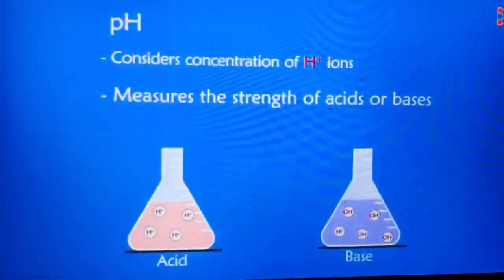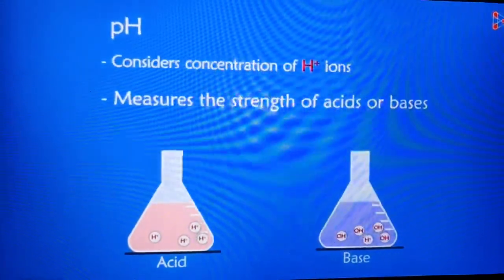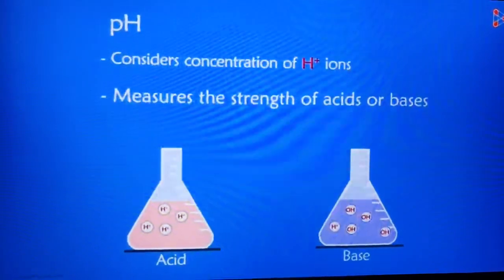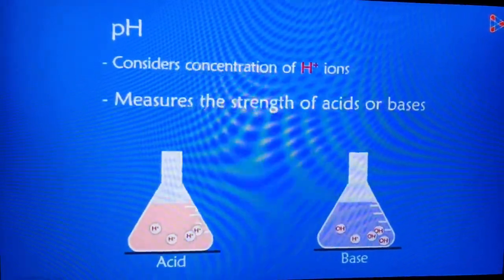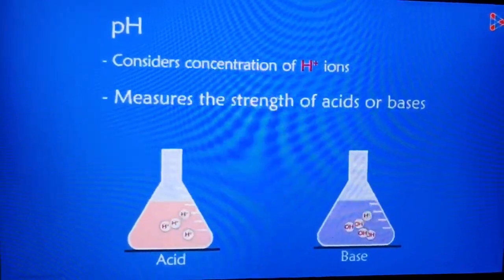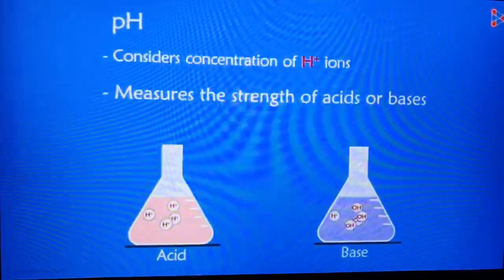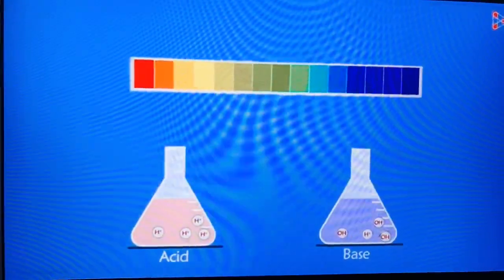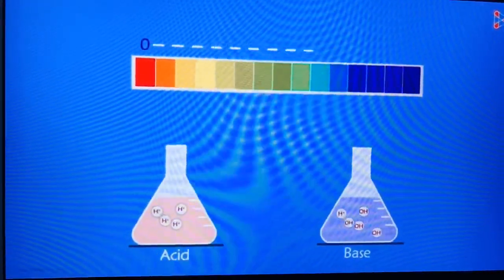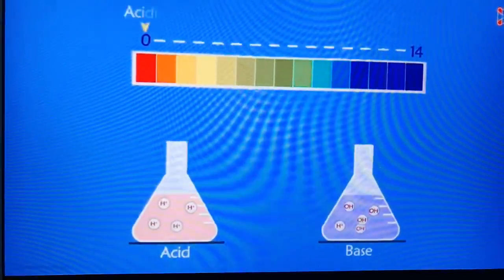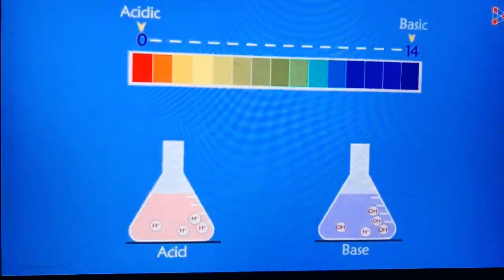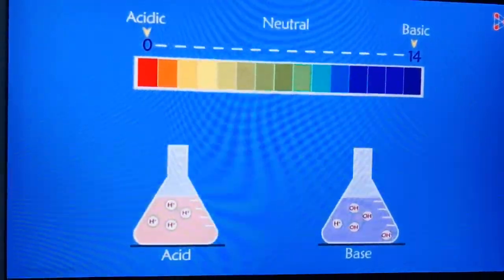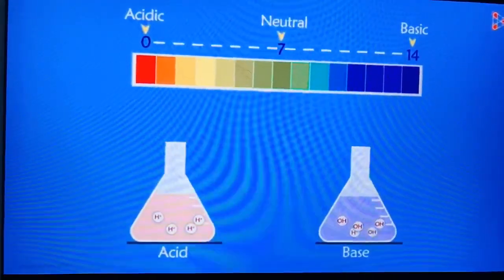Remember, bases also contain H+ ions. Just that the concentration of H+ ions is far lower than that of the concentration of OH- ions, so low that they are generally ignored. So to know how strong an acid or a base is, we have the concept of a pH scale. And it ranges from 0 to 14. 0 being very acidic and 14 being very basic or alkaline. And the pH of a neutral solution right here in the middle is 7.